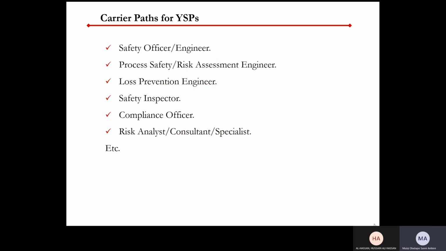And one of the most interesting things here is that with skills in risk assessment, you can serve as a safety officer or safety engineer. You could try to build a career in this area, or as a process safety and risk engineer. Process safety basically has to do with process industries, like the petrochemical industries and places like that. Or it could be a loss prevention engineer, or a safety inspector, or a compliance officer, or risk analyst, consultant, specialist. So there are a lot of options. You could also work in the insurance industry. So there are a lot of areas that you can tap into with risk assessment.